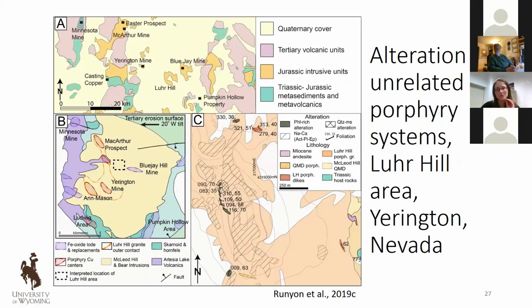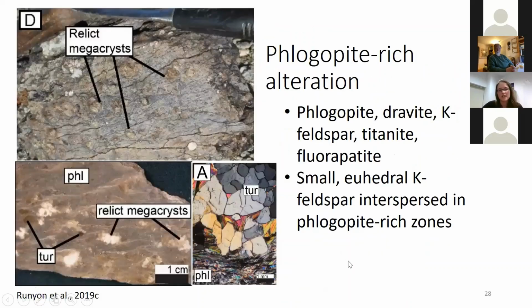So the last thing I just really want to briefly hit on is something potentially completely different. So this is again from the Lure Hill area in the Yarrington district. And if I can call your attention just to this panel C here with these dark green blobs, this is a different form of hydrothermal alteration that I stumbled across, and we call this phlogopite-rich alteration. It's hosted in the Lure Hill porphyritic granite. Hopefully you can see these knobby little relic megacrysts that are sticking out here in a slabbed sample. You can hopefully see a little bit of the relic texture.